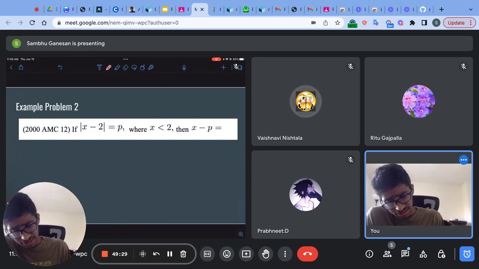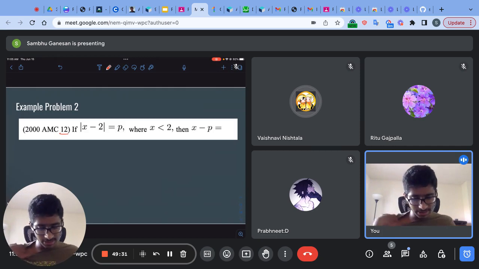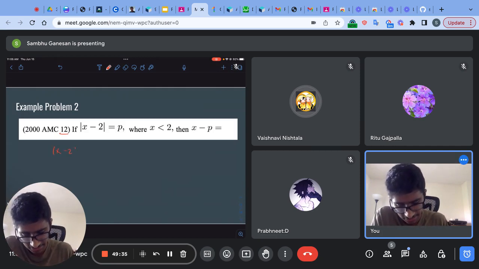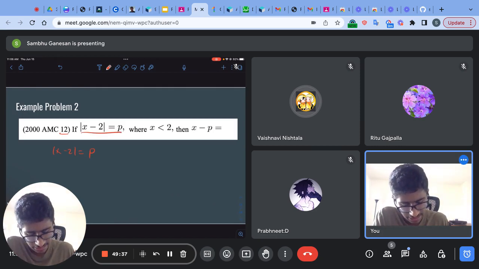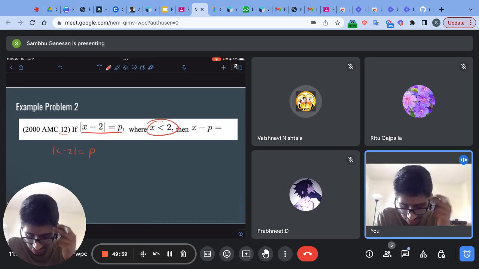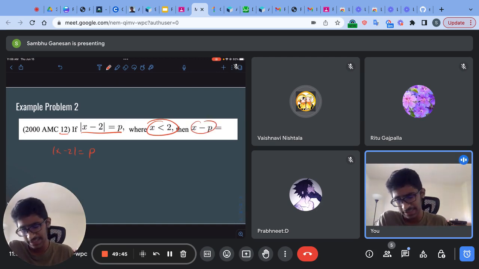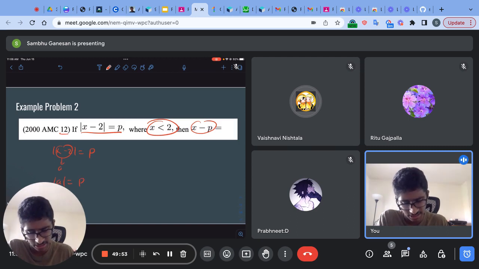So this is an AMC 12 problem, so it might be a little bit more difficult. So you have the absolute value of x minus 2 equals p. So that's what they're given. And they're given that x is less than 2. So that's something to remember. And they want you to find what is x minus p. So again, when the absolute value of x minus 2 is p, let's call x minus 2 some value a. So you know the absolute value of a equals p. So a is equal to either p or negative p.